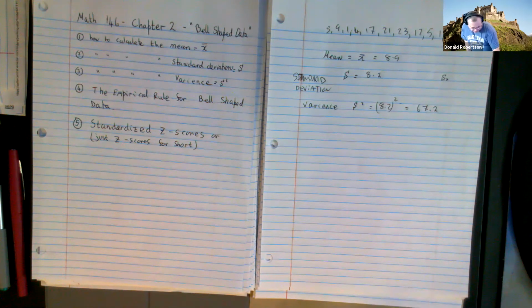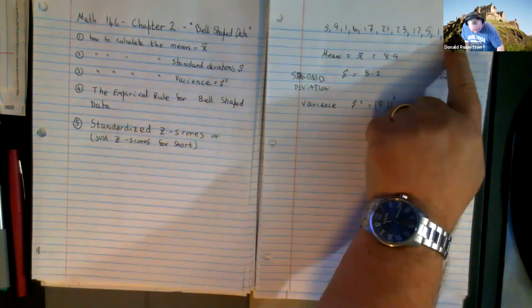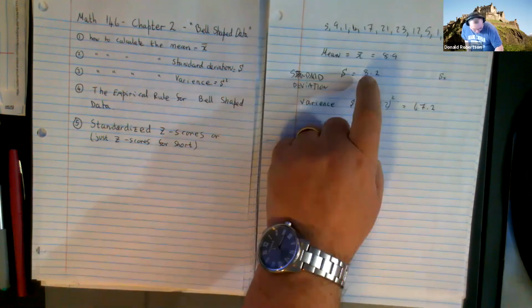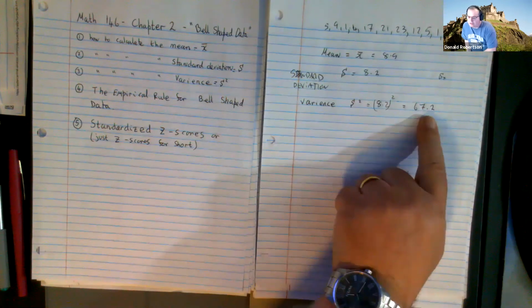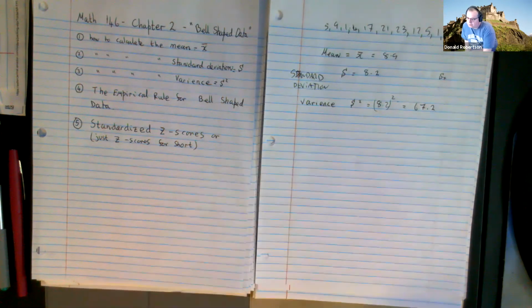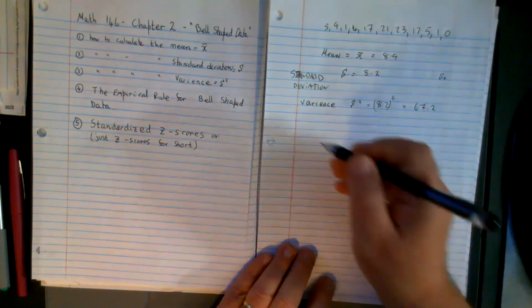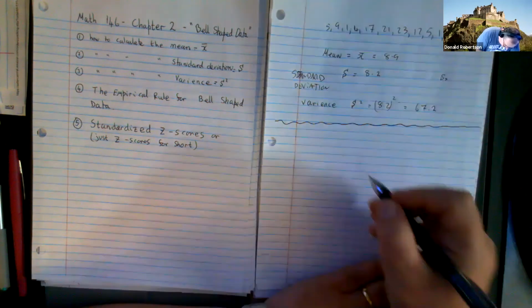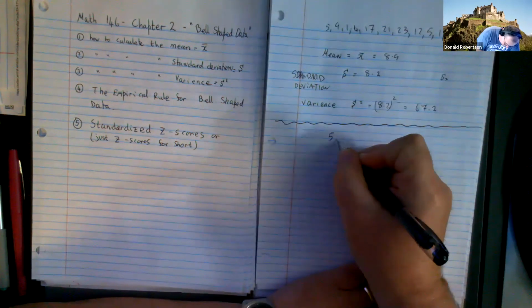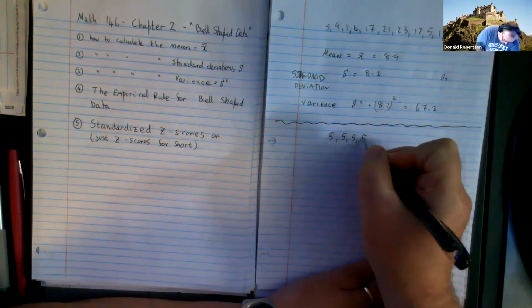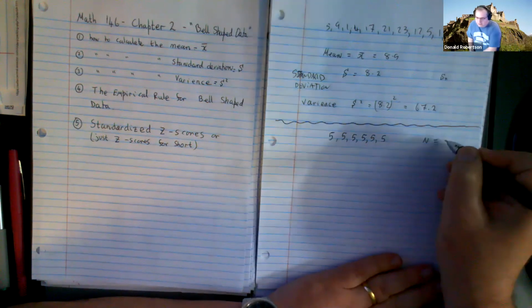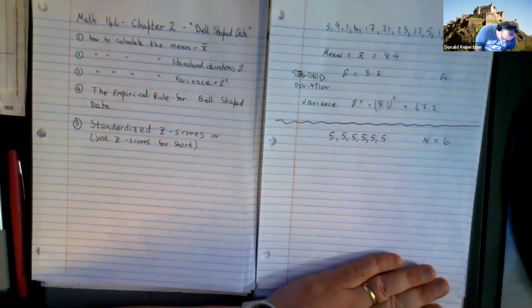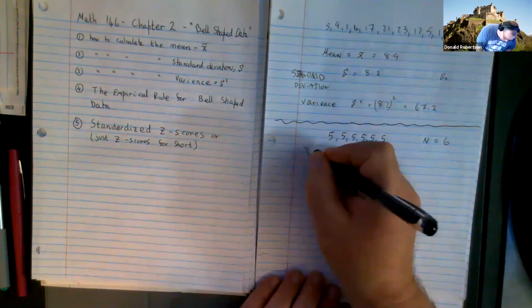So are we comfortable that if I gave you a set of data, you could find the mean, you could find the standard deviation, and if you were being asked it, you could also get the variance? Does that seem good? Right. So let's look at some special cases. Here's an interesting set of data, or a boring set of data, depending on how you look at it. All the numbers are the same.